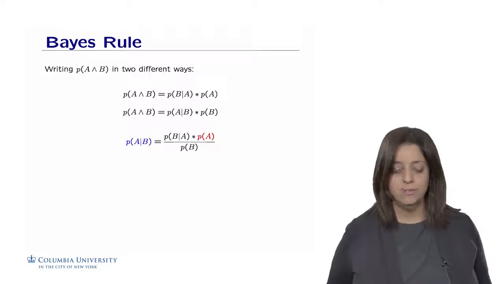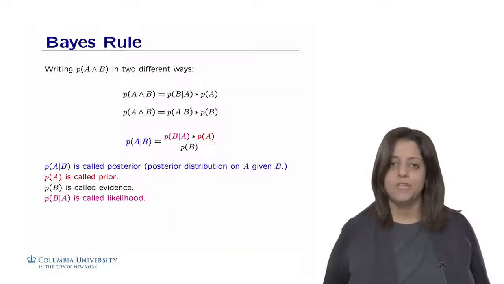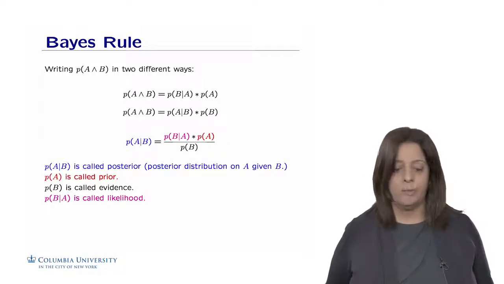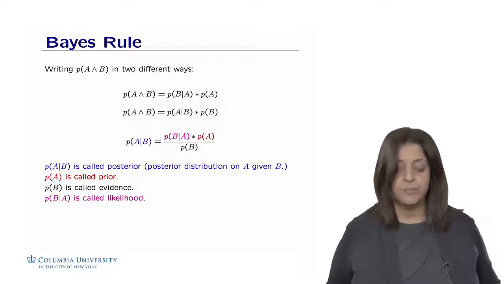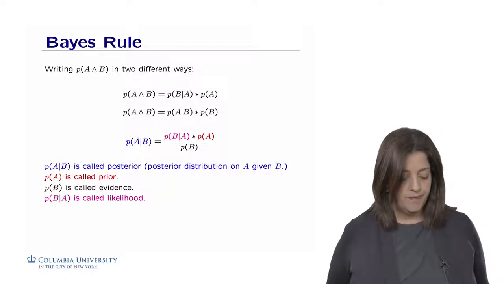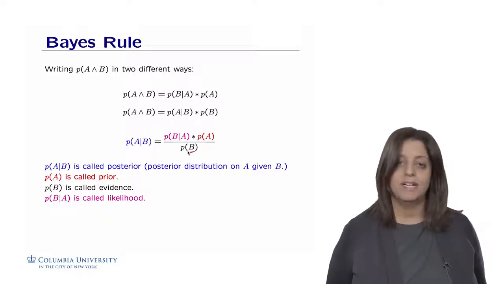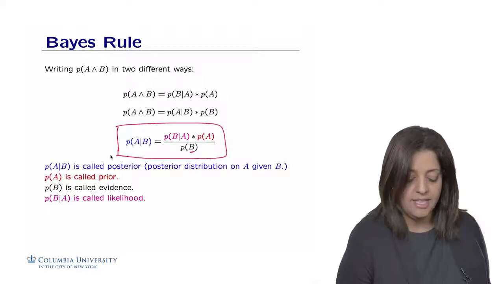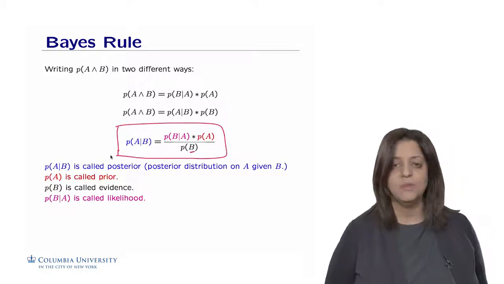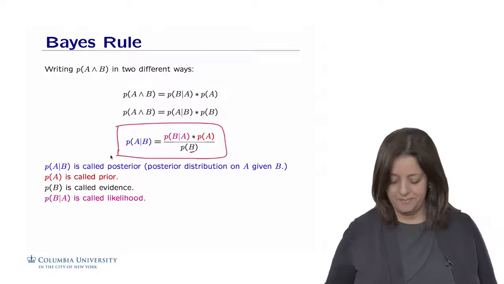All right, so given this rule, what we call P of A is the prior. It's what we observe in the population, for example, for the event A to happen. P of A given B is called the posterior, which is the posterior distribution of A given that B is observed. P of B is called the evidence, right? And finally, P of B given A is called the likelihood. So this is, as I said, one of the most important formulas that actually exists in probability, and it is widely used in several applications. We're going to use it today to derive naive Bayes classifier.